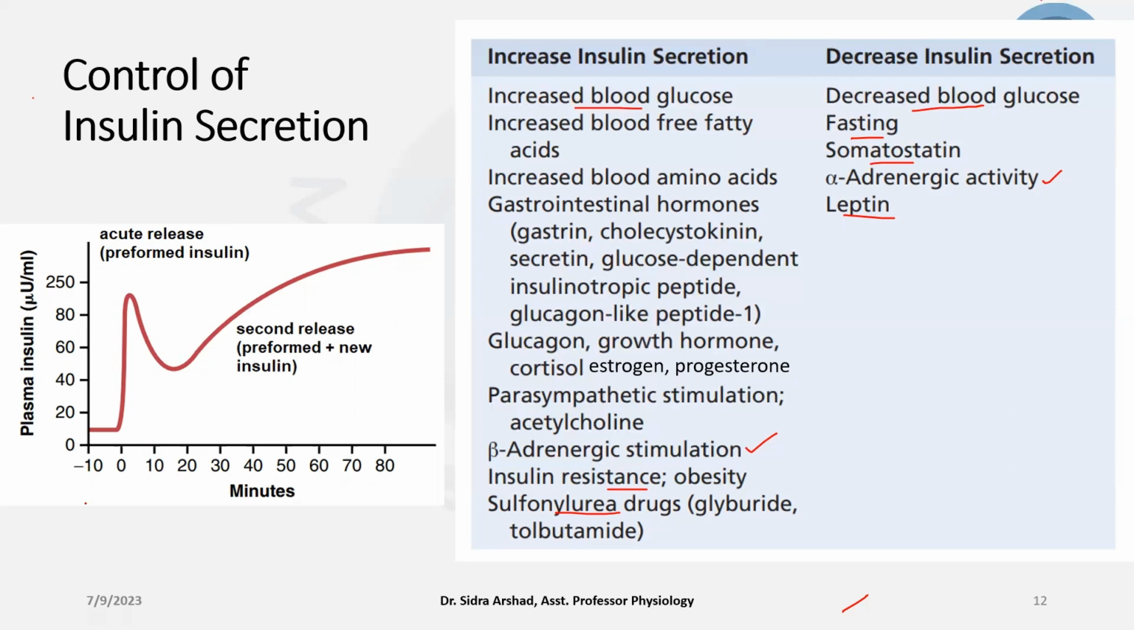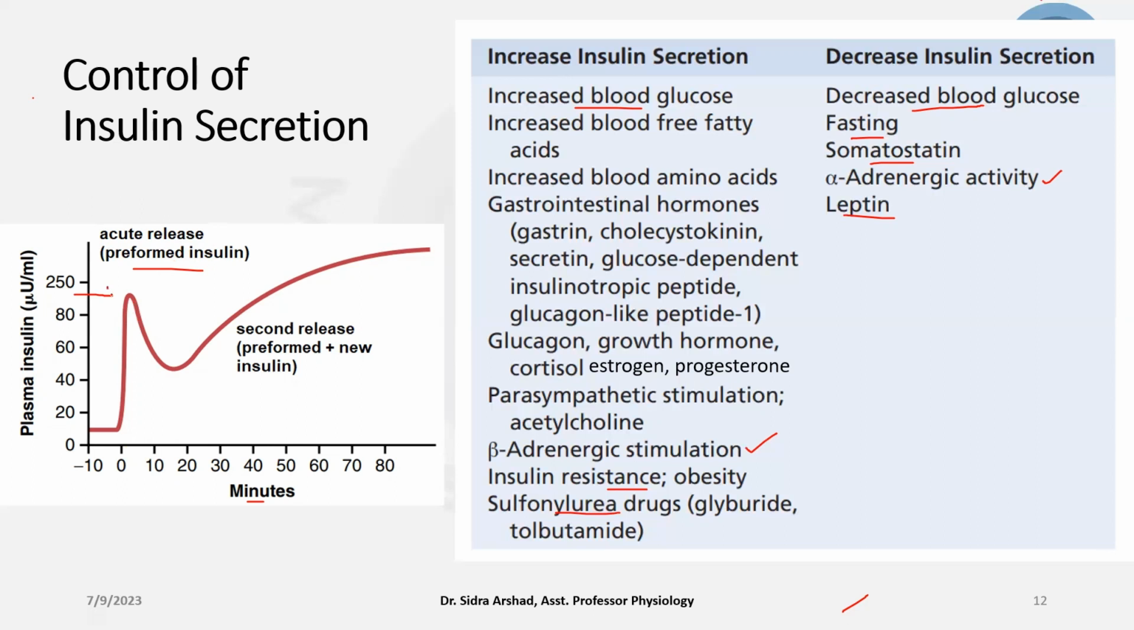So if plasma insulin levels are followed within minutes of release of insulin, which follows the blood glucose levels, it is seen that acutely, when the beta cells are stimulated by any of these factors, especially blood glucose levels, there is an acute release of preformed insulin. So the levels are high acutely, that is within 2 to 3 minutes, plasma insulin levels are excessive.